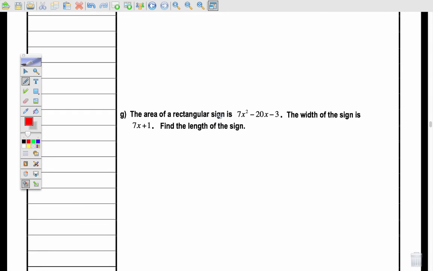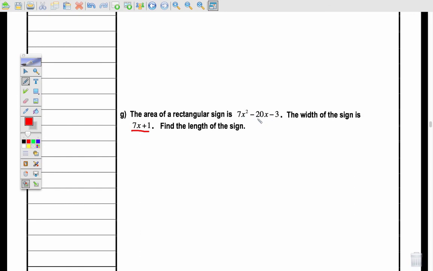Let's just go ahead and do G. The area of the rectangular sign is 7x squared minus 20x minus 3. The width of the sign is 7x plus 1. Find the length. Okay, so it gives us the width. We're trying to find the length, and it gives us the area. Let's factor this area out and figure out what the missing part is.